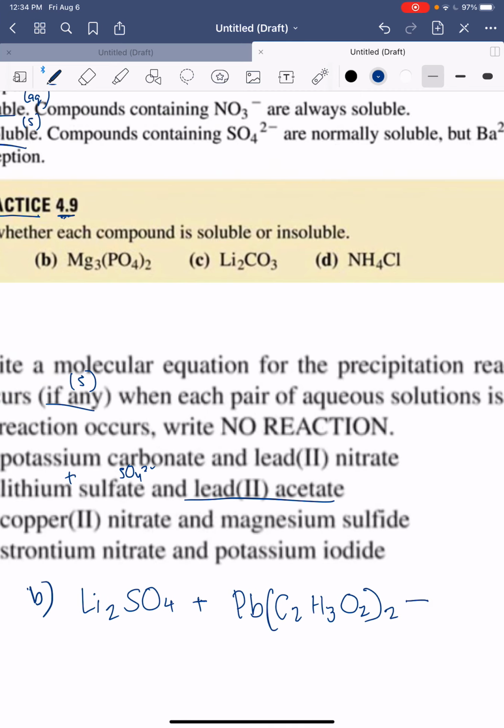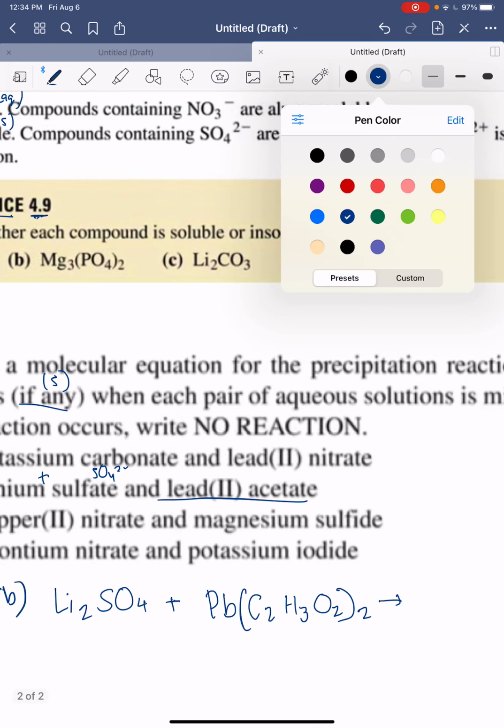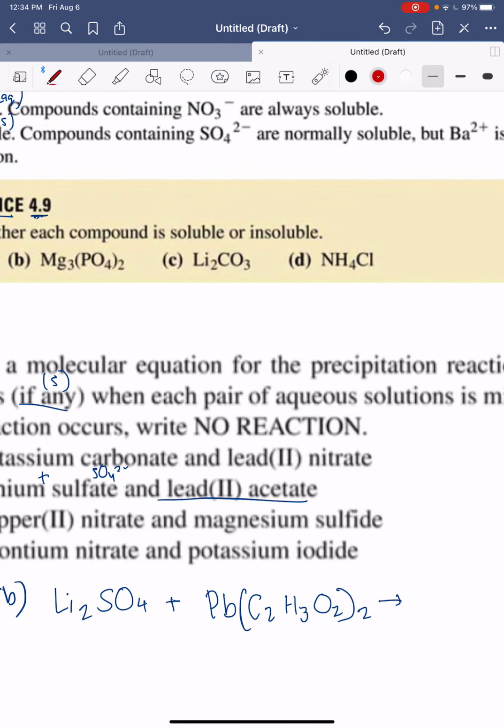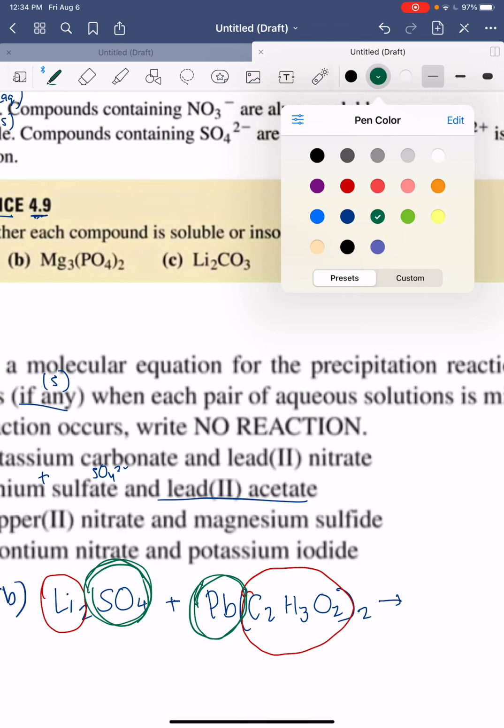If we're looking at the products that are formed, let's find out if a reaction even occurs. If we have two products that are aqueous, no reaction occurs. How do we know what the products are going to be? The first ion from the left side and the second ion from the right compound are going to pair together. Then the first ion, lead, and the second ion are going to pair together. So just a little flip-flop situation.